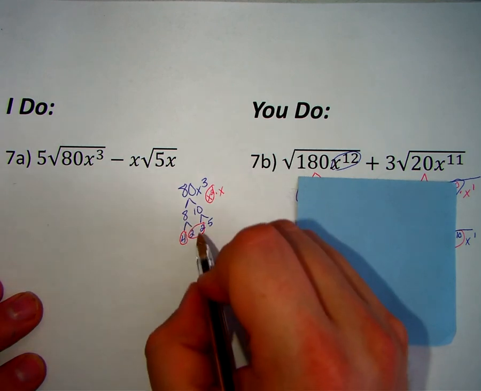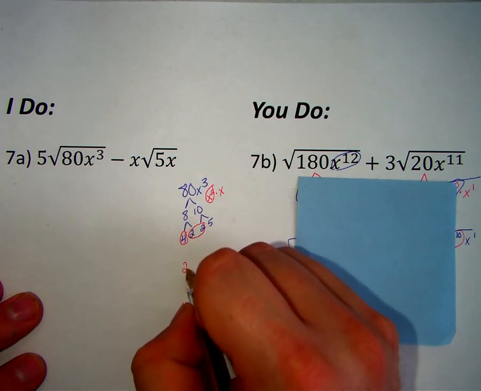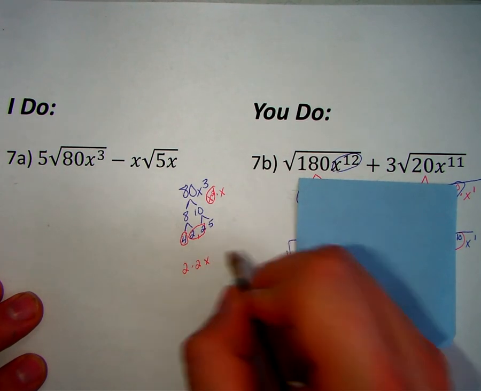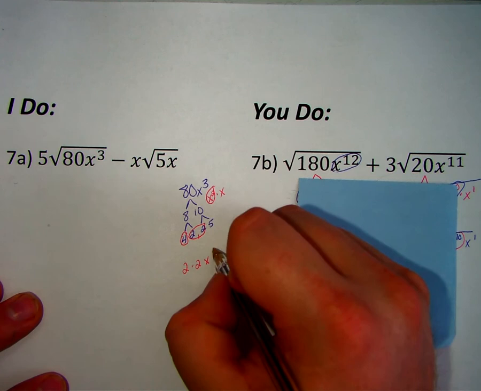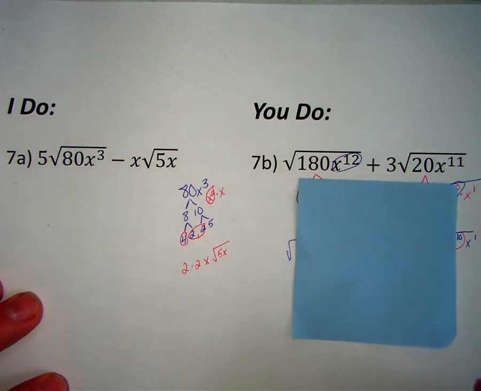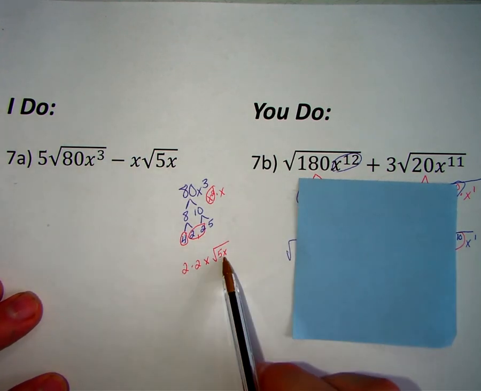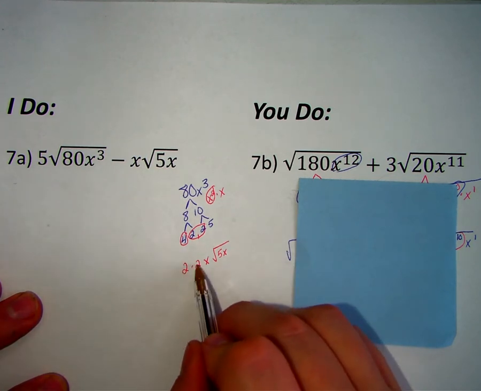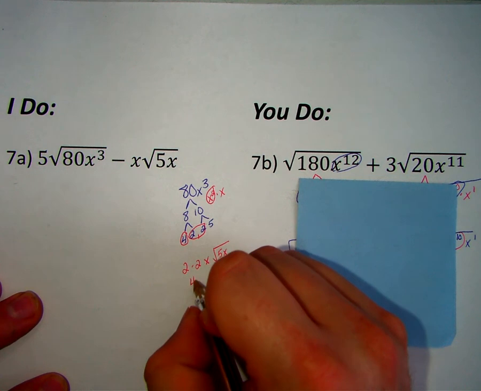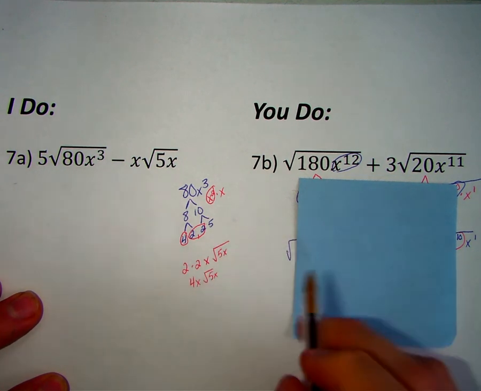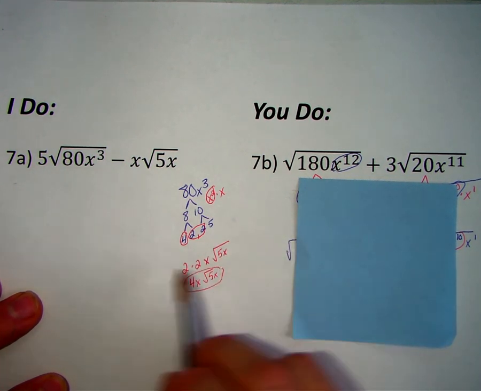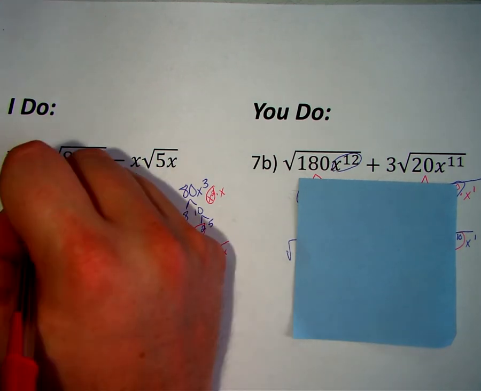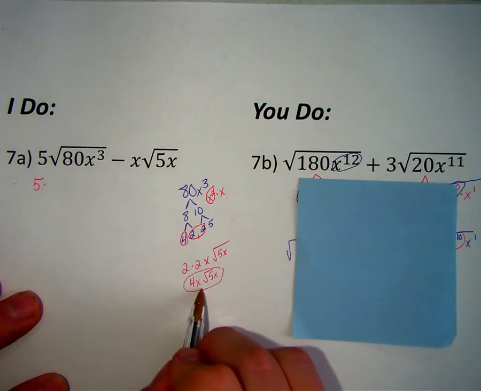So right now let's figure out just what's coming out. We'll pull out a 2. We'll pull out another 2. We'll pull out an x. And we're leaving in 5x. Ooh, wow. That's nice to know. If we're leaving in 5x, that means we're going to have a like radical. So let's simplify this. 2 times 2 is 4x root 5x. But remember, all of this represented just the value of root 80x cubed. So we still have to take our 5 times the value of root 80x cubed.